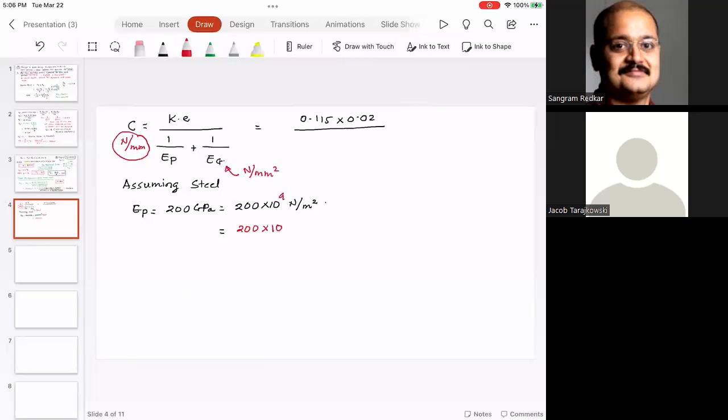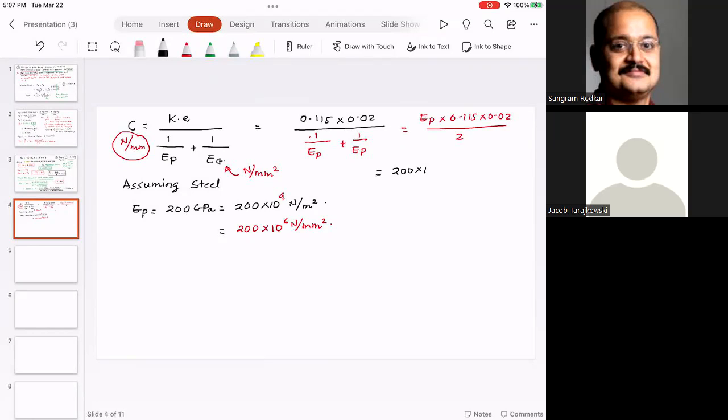And please, if you have any questions, just ask. There is so much variation in design that I want you to ask me as many questions as you can. So this is going to become 1 divided by EP plus 1 divided by EG. That gives me EP multiplied by 0.115 multiplied by 0.02 divided by 2. Do you agree with me? And then I will substitute the value here.